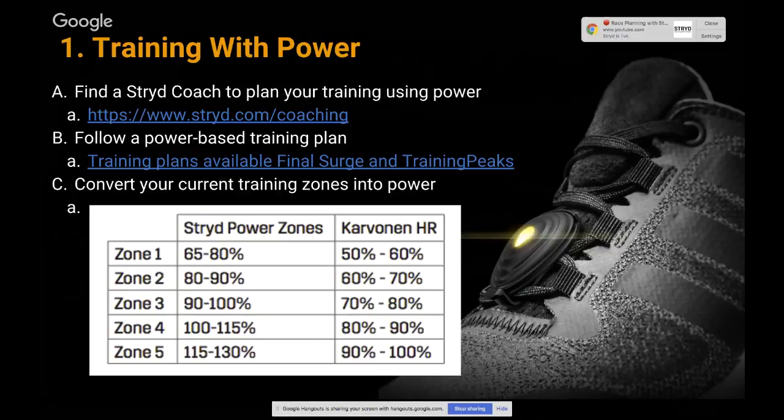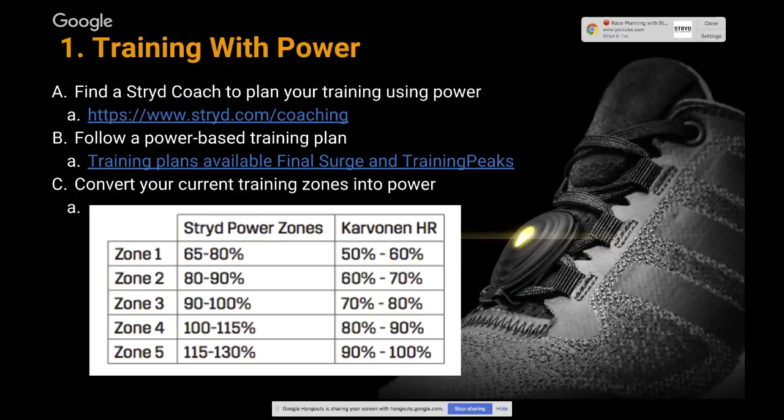The second thing is, if you're not looking for a coach and you just want to find a power-based training plan, a lot of these coaches and a lot of training plans out there already offer power-based training plans. So you can go directly to Final Surge or Training Peaks and select a plan that is right for you. And the third thing is, if you already have a training plan, you can just convert your current training zones into power-based zones and use the plan you already have.